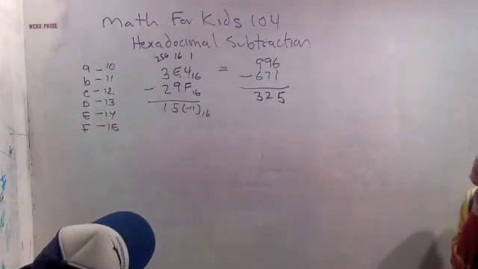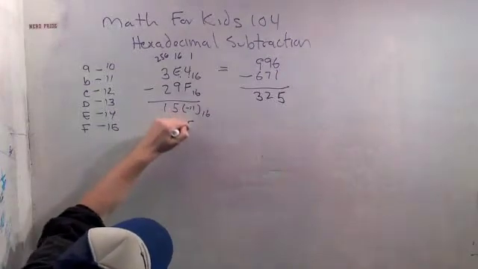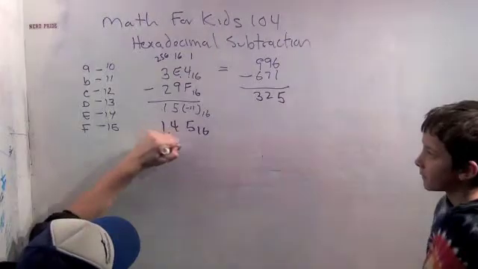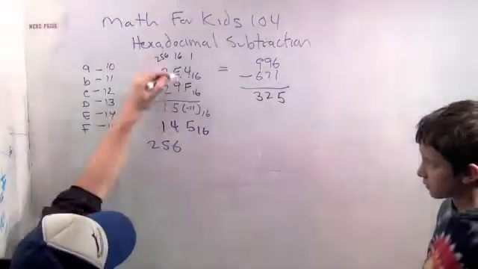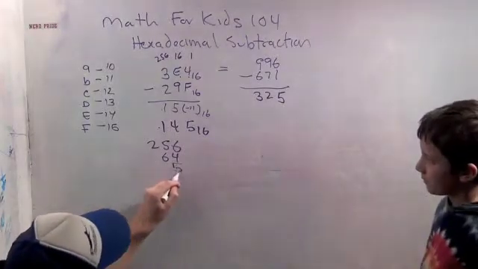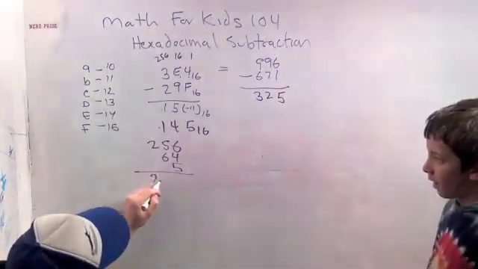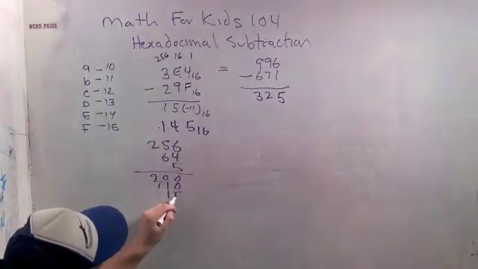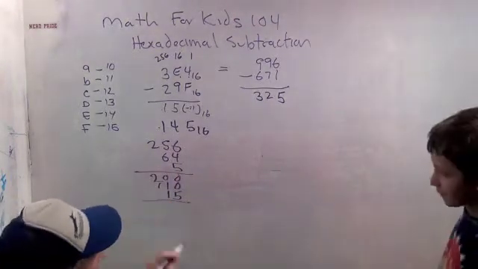Now let's just see if 145 equals 325. It's 256 plus 4 times 16, which is 64, plus 5. So that's 200 plus 110 plus 15, which is 325.